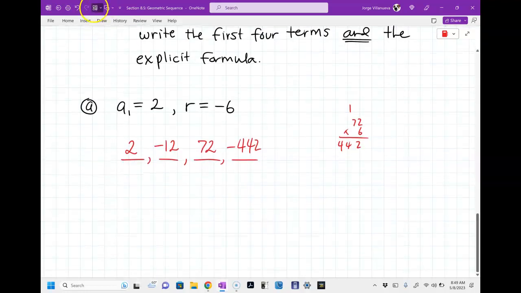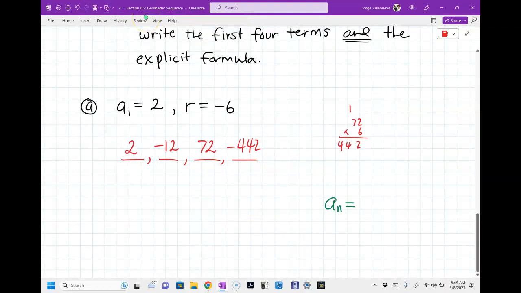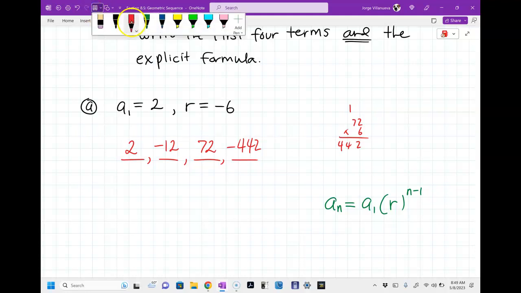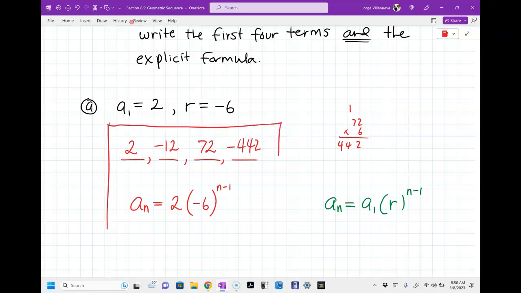So here we go. Let me write the formula here on this side. A sub n is equal to a sub 1 times r to the n minus 1. Just fill in whatever they gave us. They gave us a sub 1. They gave us r. So my answer is going to look like this. A sub n is equal to a sub 1, that's 2, times r, which is -6, to the n minus 1. And this is your solution.